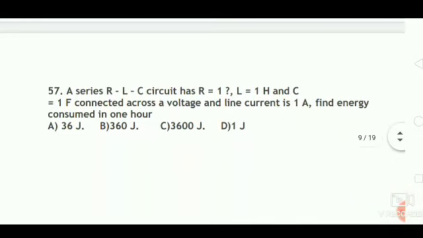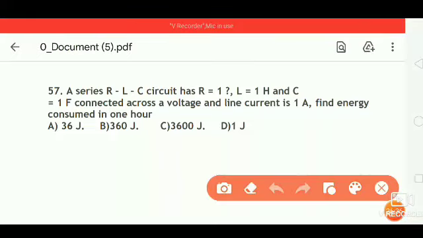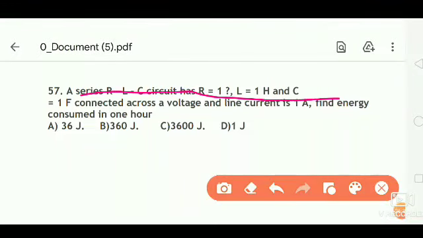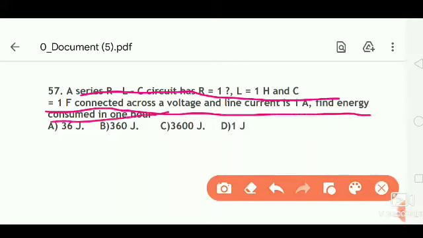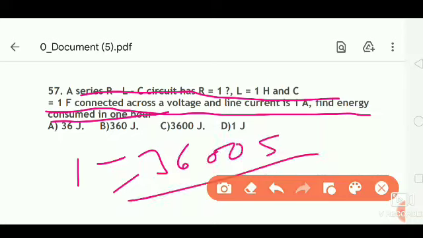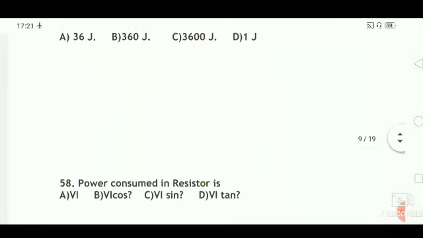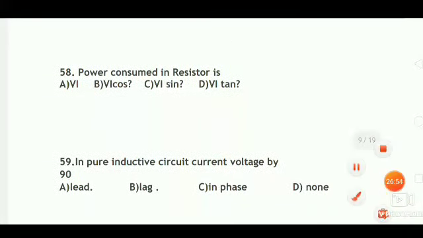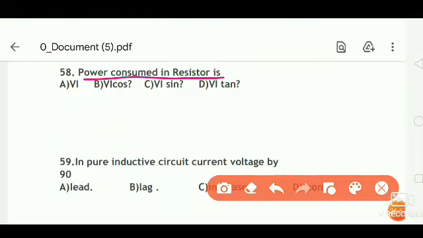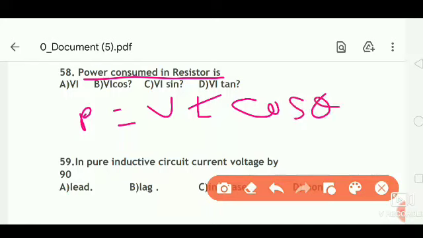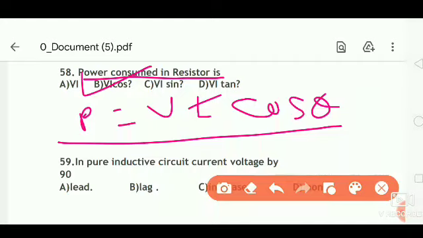So the next is, a series RLC, R, L and C are all 1. So connected to the voltage, current is 1 ampere. So the energy consumed in 1 hour, 1 hour equals 3600 second. Here we get the energy consumed is 3600 joule. So the next is, the power consumed by the resistor is, we know the power consumed by the resistor is VI cos theta. Among the options VI cos theta, VI sin theta, and VI tan theta, we get VI cos theta.